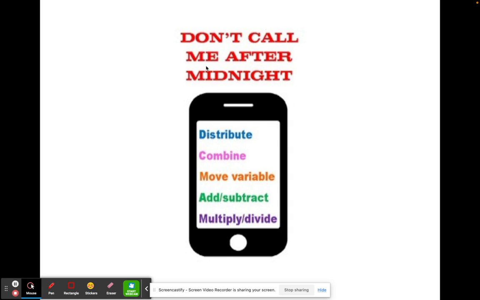Here's a little acronym to help you remember this. Well, it's not really an acronym, it's a little expression. Don't call me after midnight. D, distribute first. C, combine any like terms. M, move your variable to one side or the other. Just gather them all on one side of the equal sign. After, for add or subtract. Midnight, for multiply or divide.